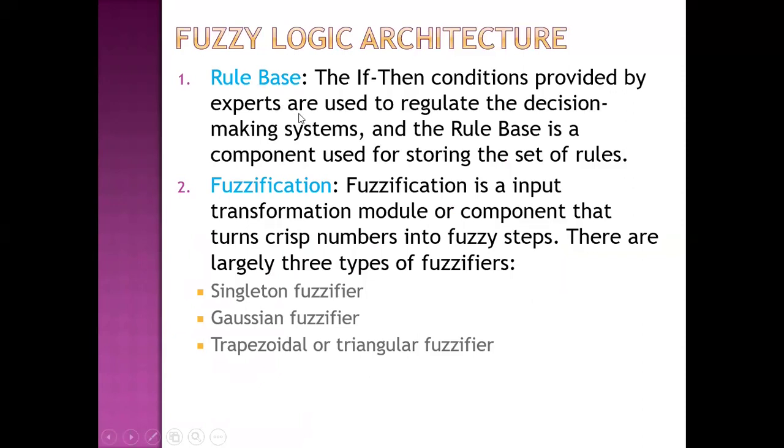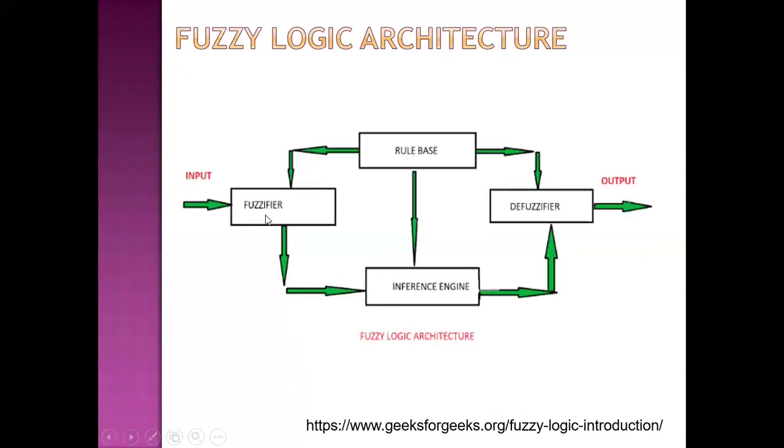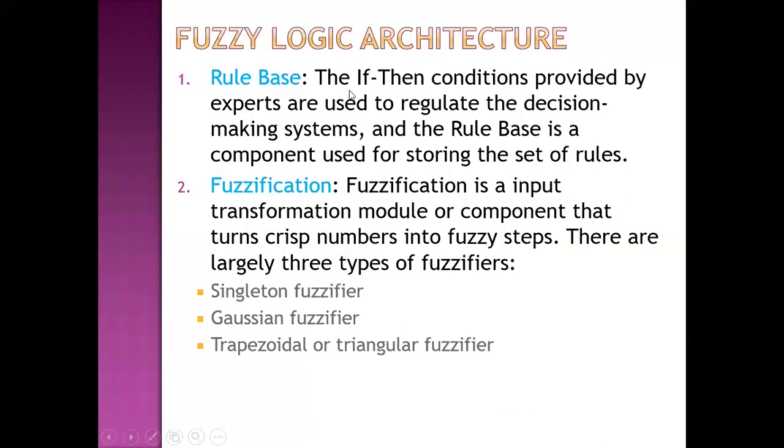So fuzzy logic architecture has four things. It has a rule base, then it has a fuzzification, then there is a defuzzifier, and there is an inference engine. So rule base. The if-then conditions provided by experts are used to regulate the decision making system, and the rule base is a component used for storing the set of rules. So the rules are provided by experts, and fuzzification is an input transformation module or component that turns crisp numbers into fuzzy sets.